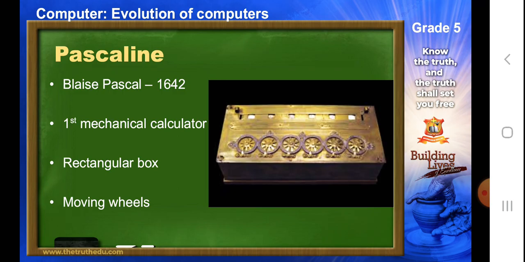Pascaline was invented by Blaise Pascal in 1642. It was the first mechanical calculator. Mechanical calculator means you just use the wheels and you get the answer on the device itself. Now you can see the shape of it. It was rectangular in shape, and you can see the small circles or the moving wheels which were there.